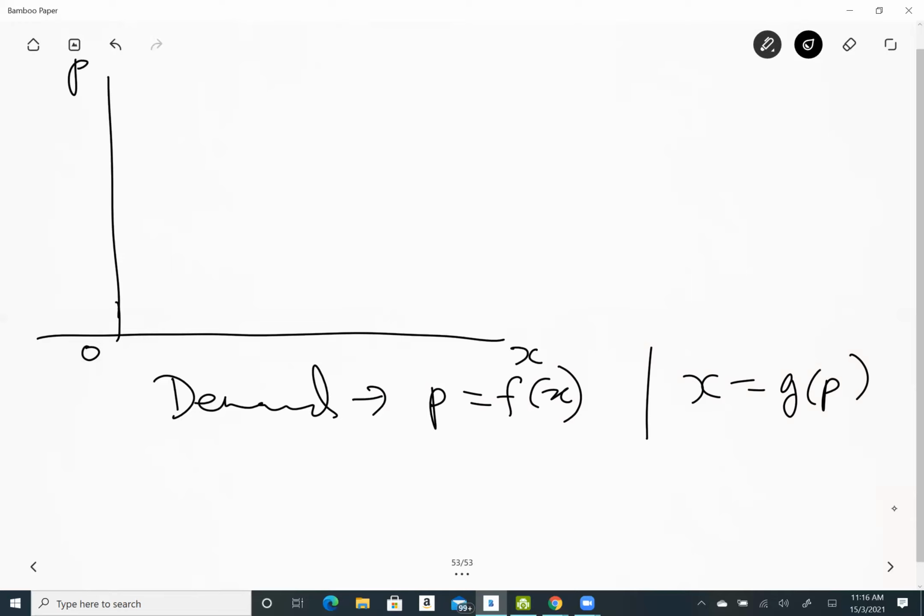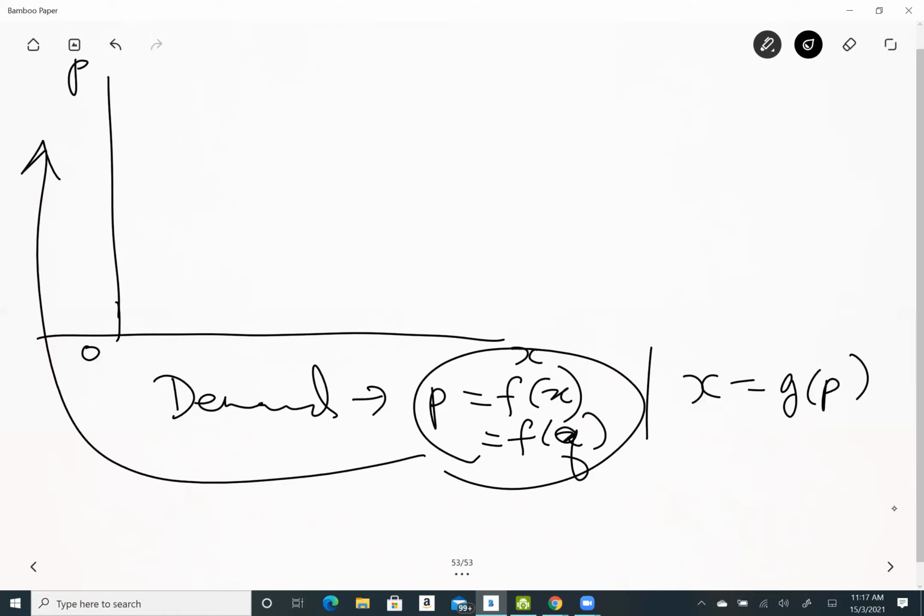In the book they use Q, so you can use Q or X. The book uses Q, and then for the break even, they use Q as well. So here, P is the demand function of X, because you draw the function with P on the vertical axis. So P is a function of X. But sometimes X as a function of P is also fine, so they are interchangeable. And this is downward sloping.